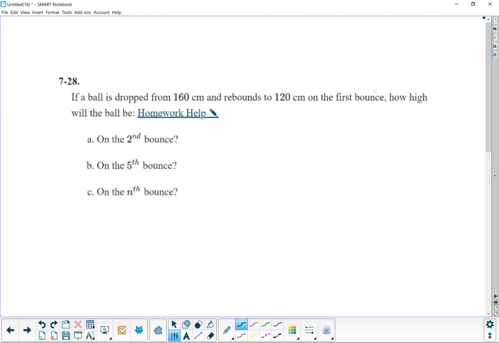And the last one: if the ball drops from 160 centimeters and rebounds to 120 centimeters on the first bounce, how high will the ball be on the second bounce, and so on. I think this one is probably best to make a table. So this is the bounce, and this is the height.